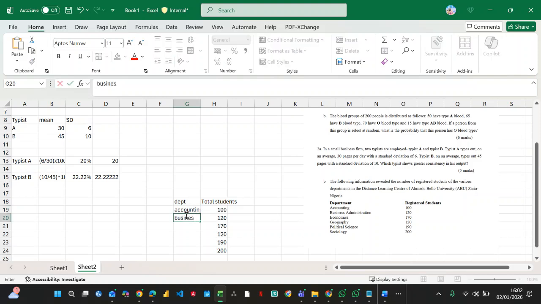Let me check the material, because that formula is not here. Let me just try the formula. So for a is equal to, we need to get the n. So the n here is the total number of outcomes.